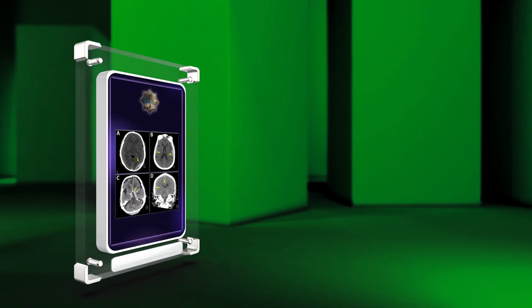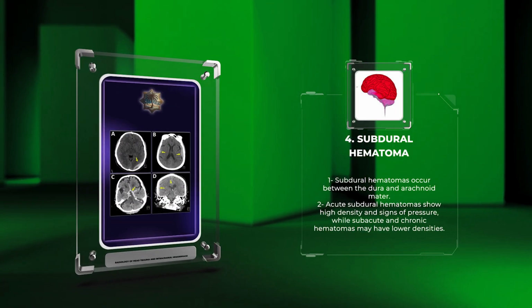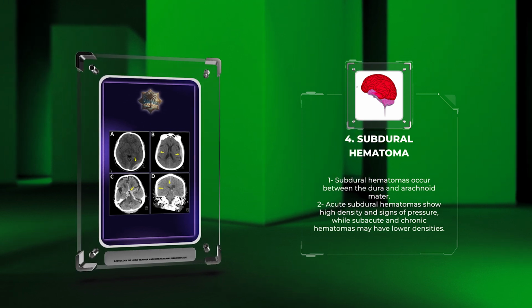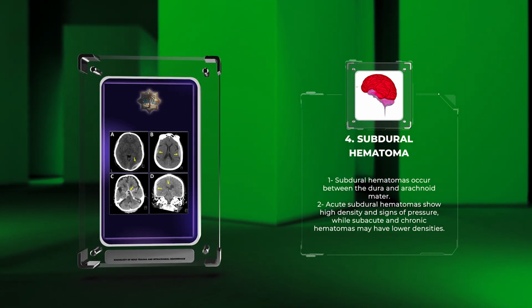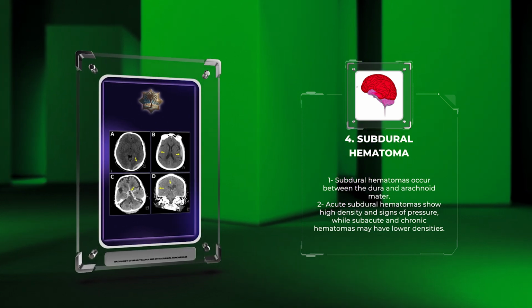Subdural hematomas occur between the dura and arachnoid mater. They result from torn bridging veins, leading to blood accumulation. Their shape on imaging can vary, with acute hematomas showing high density and signs of pressure. Subacute and chronic hematomas may have lower densities due to blood degradation.